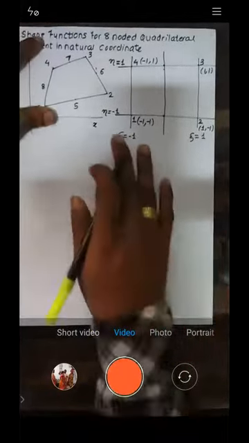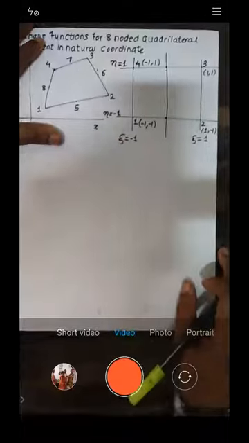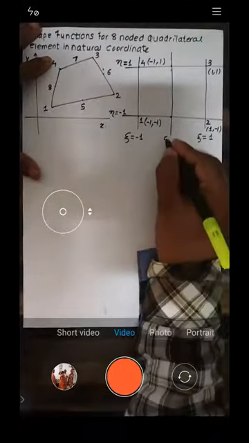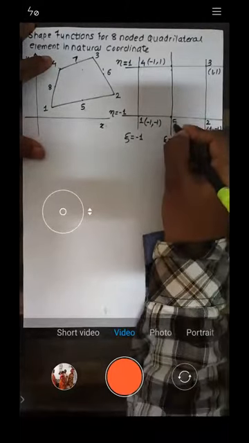Can you see here zeta is -1 and zeta is 1. I am drawing this line at the midpoint of zeta equal to -1 and zeta equal to 1. So zeta is equal to 0. Exactly. Zeta is equal to 0. Now, which is this point? It's point number 5, right?